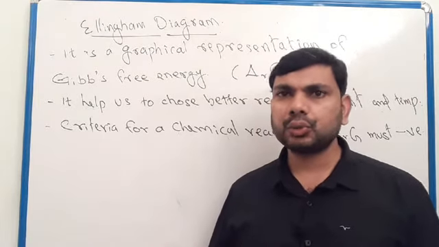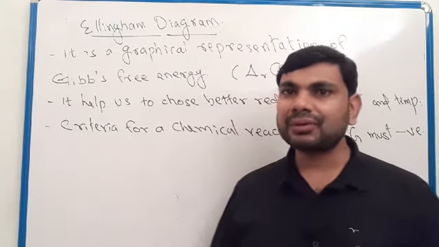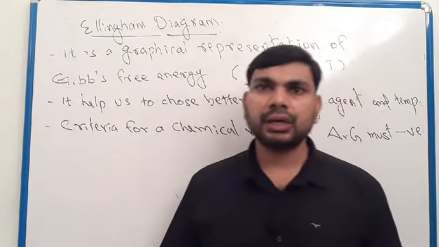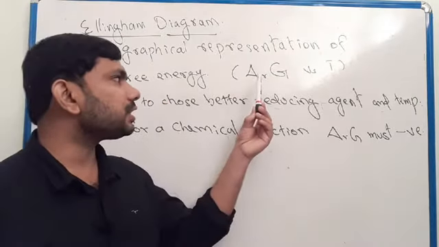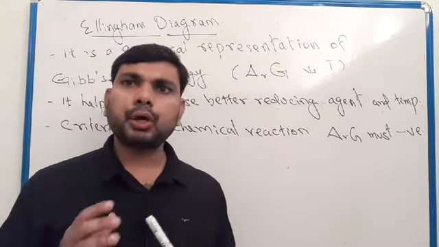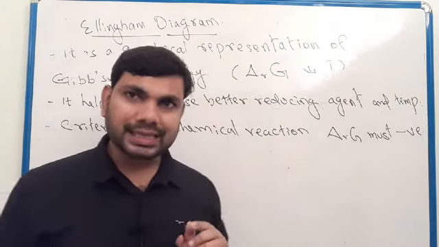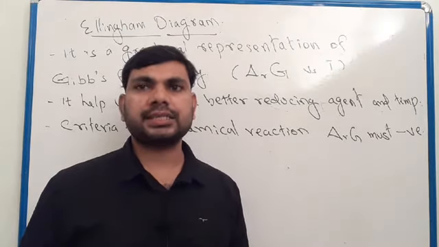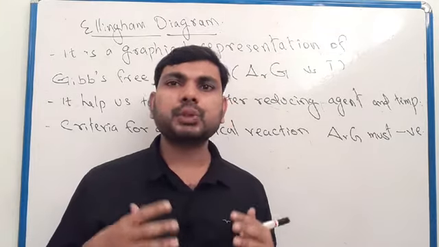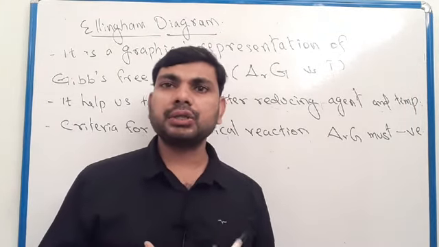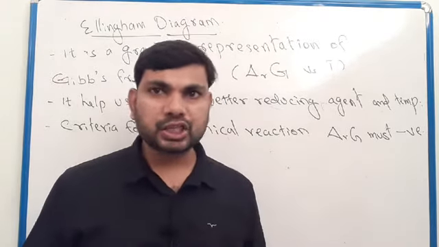Ellingham diagram, as I told you before, is a graphical representation of Gibbs free energy. Here, delta G is plotted against temperature. In the graph, delta G is plotted on the y-axis and temperature on the x-axis. This Ellingham diagram also helps us to predict a better reducing agent and a better temperature to convert a metal oxide to metal.